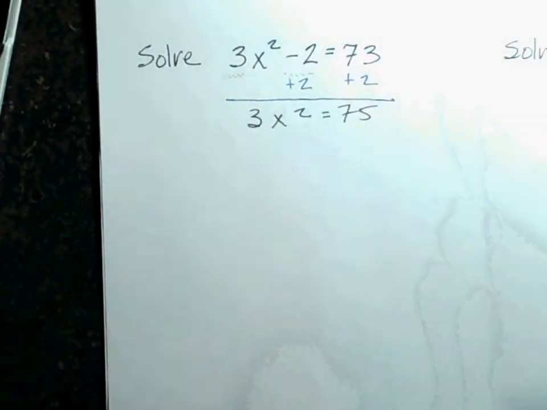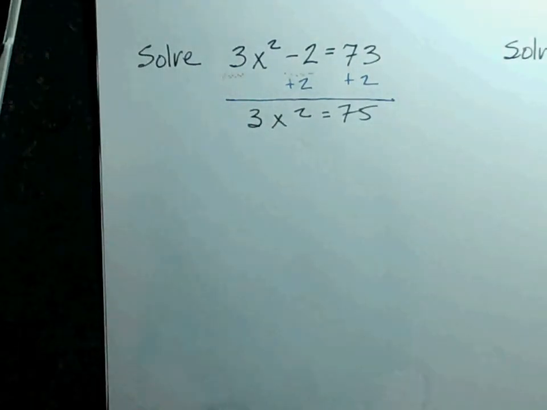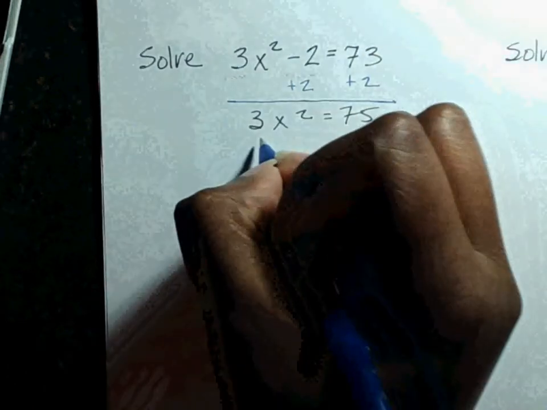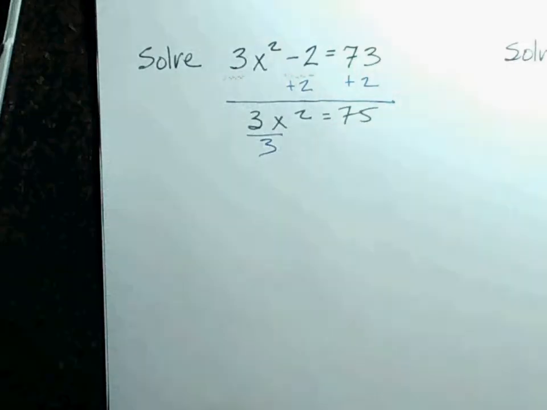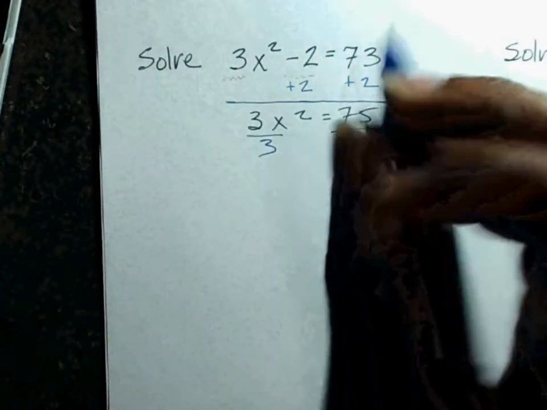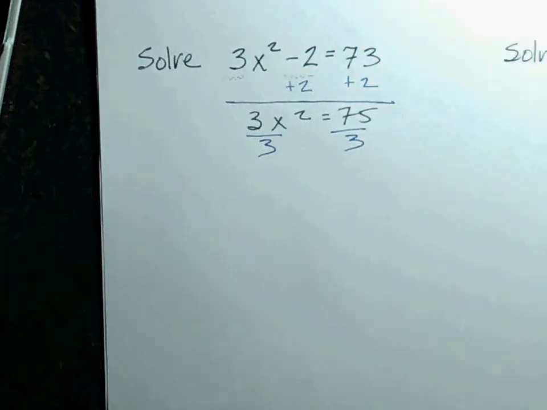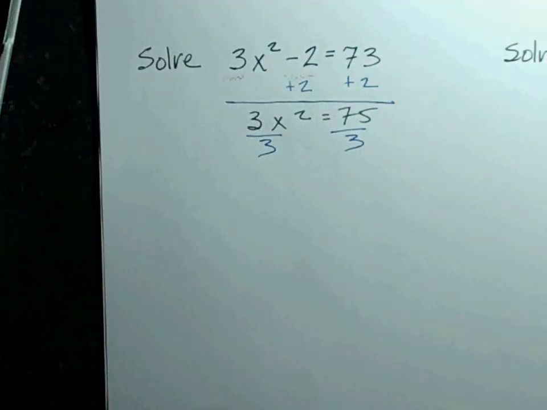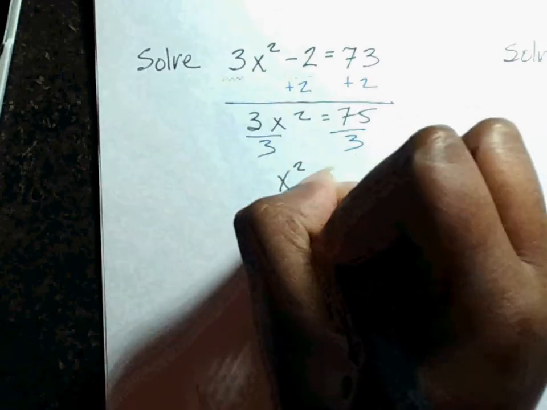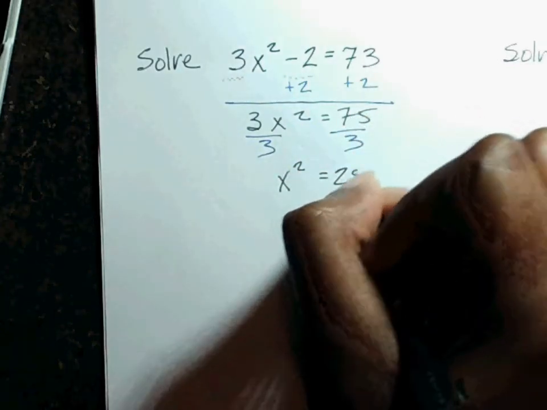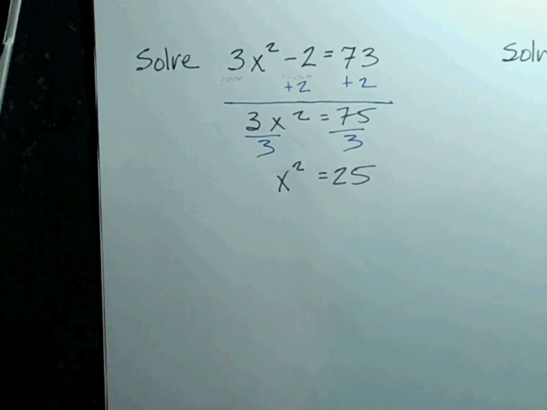Now I've got to get rid of that ugly 3. 3 times x squared. How do you get rid of a 3 times? You divide. These get taken away and you are left with x squared equaling 75 divided by 3, which is 25. You have x squared equals 25. You've reached your first goal. Your first goal was to simply get x squared by itself.